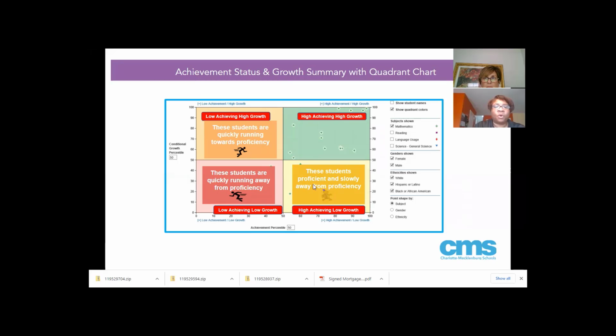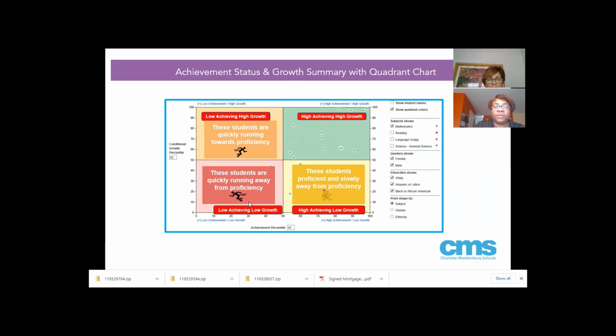The bottom part of the quadrants represents students who are having low growth. Let's look at the pink. So this little fella right here is running swiftly with the wind behind him. I call him Usain Bolt. This little fella right here is running swiftly away from the achievement line, if you notice that. These are my students who are low performing students, and I'm getting low growth out of them. So students are in this quadrant. They're low performing students, and I'm not getting any growth out of them. This is what we call the danger zone, right?